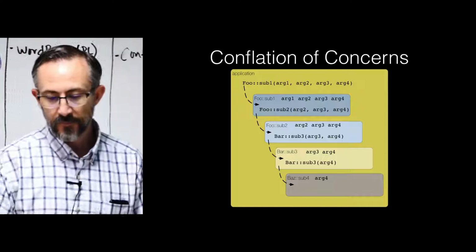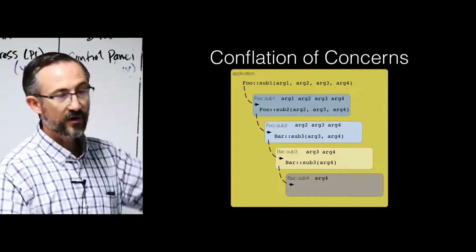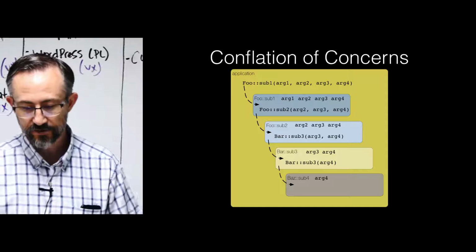Or sometimes it needs some information that the application doesn't have and it has to be collected somewhere else along the way. And now we've exposed our application to some concerns that really are not part of the application. And this is where we now diverge from procedural programming.